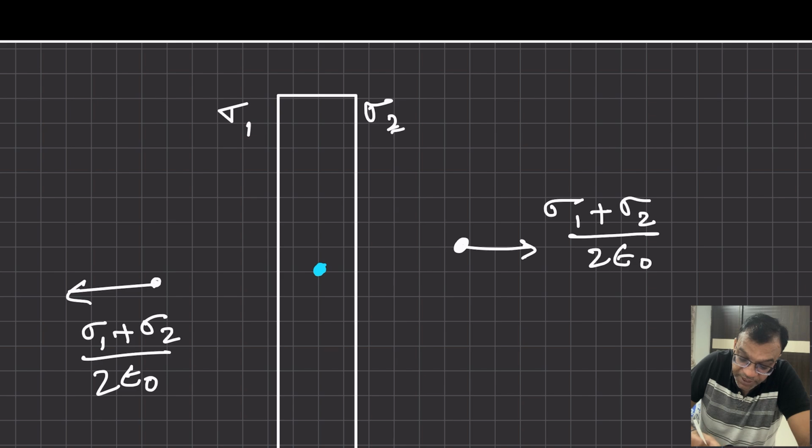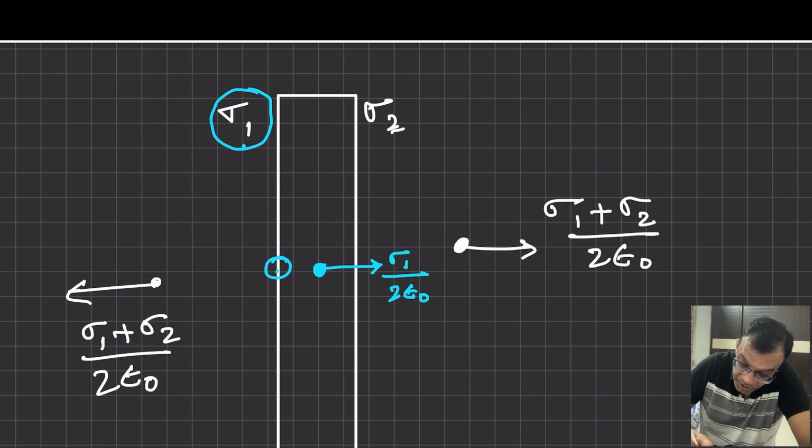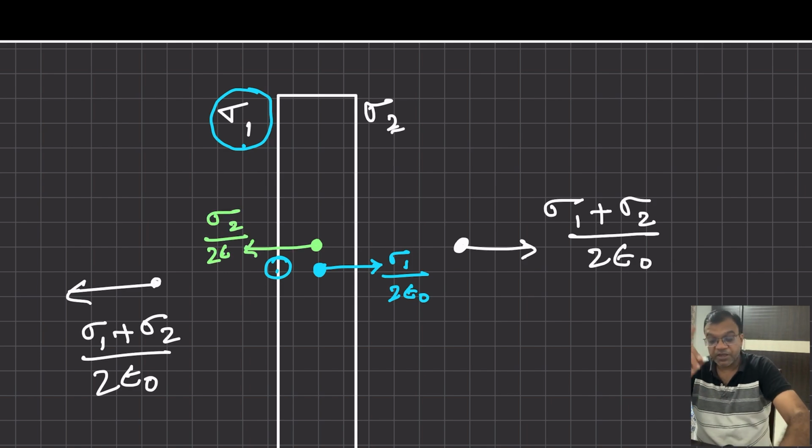So on the left side, due to this one, electric field will be in this direction, equal to sigma 1 upon 2 epsilon naught. And at this point, electric field due to the right side charge will be in this direction, sigma 2 upon 2 epsilon naught. Again telling, I am considering both the charges positive.